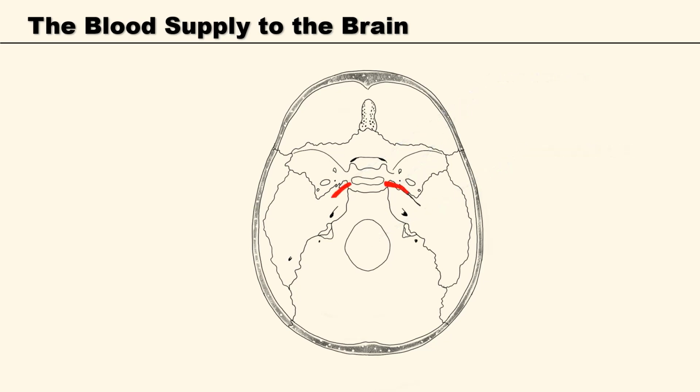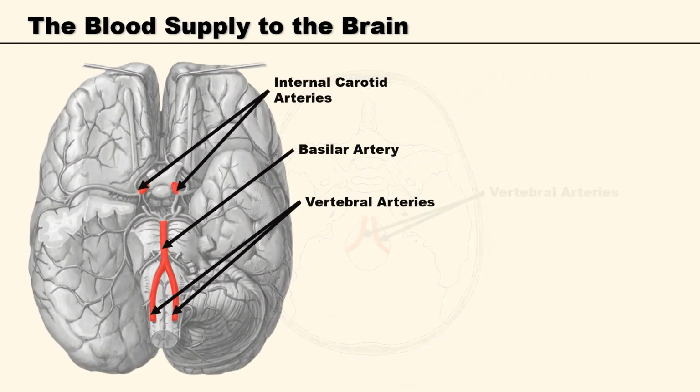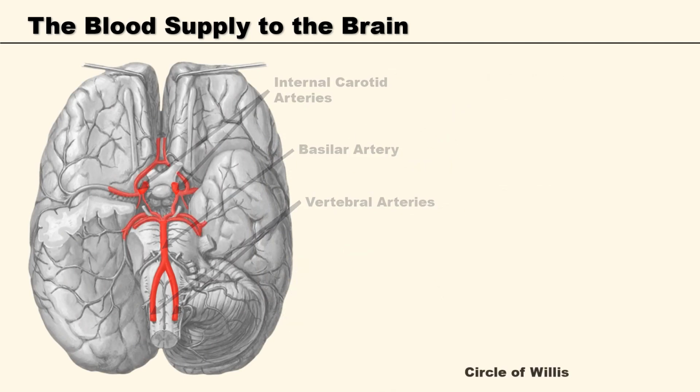Here we can see where I've sketched on the internal carotid arteries, whilst here are the vertebral arteries that have entered the cranium. And these are those arteries located on the brain itself. These arteries come together to form a junction of arteries called the circle of Willis.